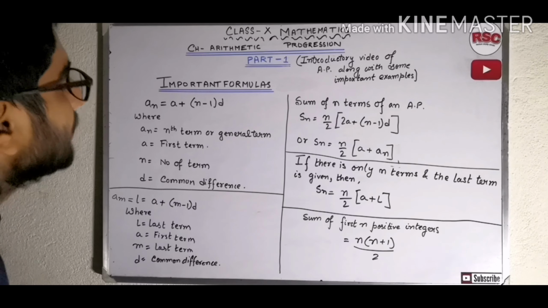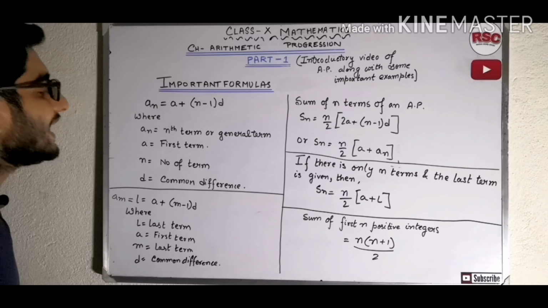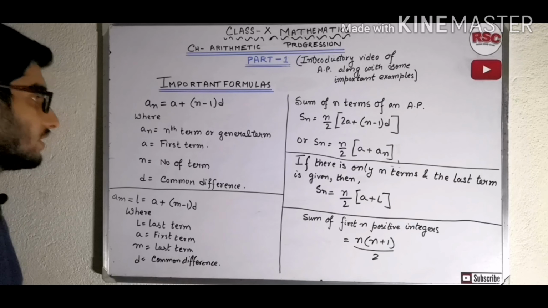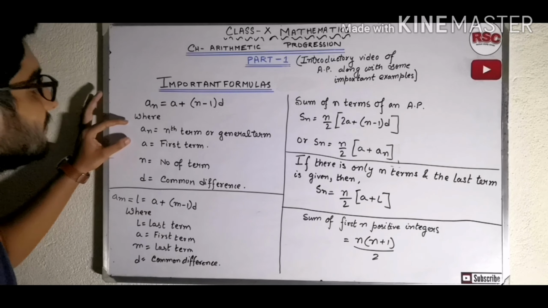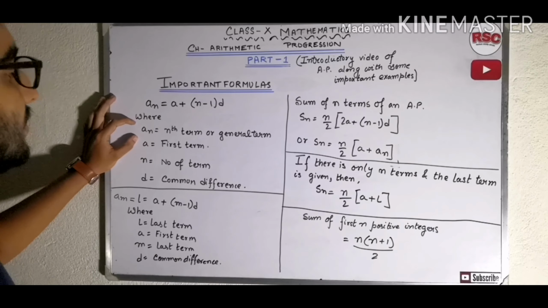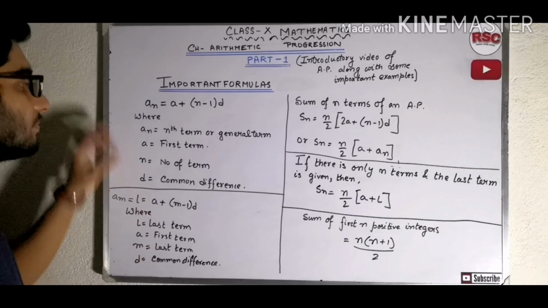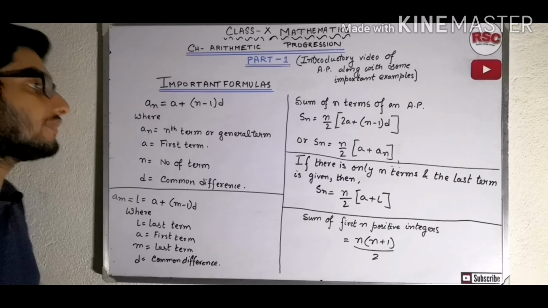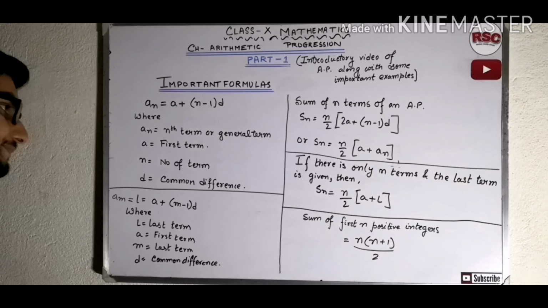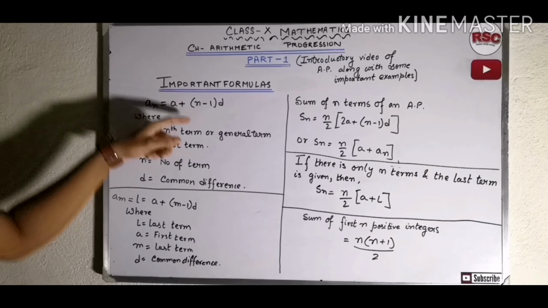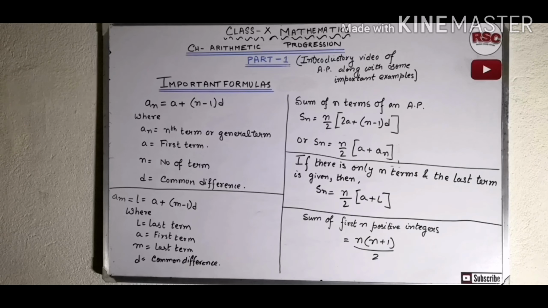So now coming to the important formulas. An equals a plus (n minus 1) d. What is An? The nth term or the general term. When you are told to take out the general term of an AP, you just have to put it into this formula, where An equals a plus (n minus 1) d. Now what is a? You know it is the first term, n is the number of terms, and d you already know is the common difference.